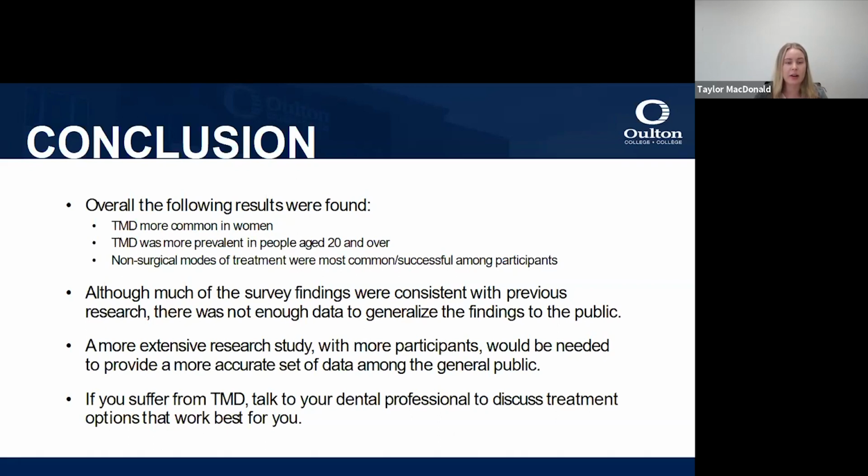Although the survey findings were consistent with the previous research that we had done, we ourselves did not collect enough data to generalize the findings to the general public, and a more extensive research study along with more participants and more funding would be more beneficial to get a more accurate set of data amongst the general public. So overall, what we hope that you take from this presentation is if you or anybody you know are suffering from TMD, talk to a dental professional and discuss treatment options that may work best for you.